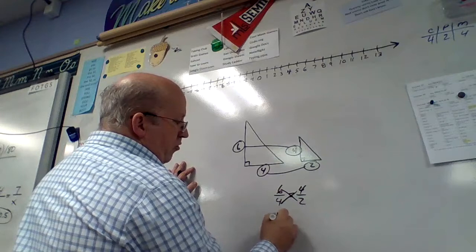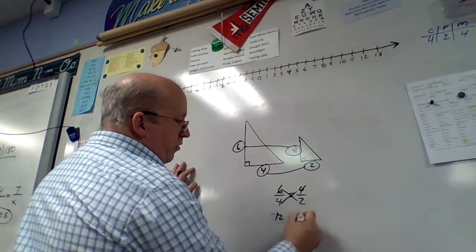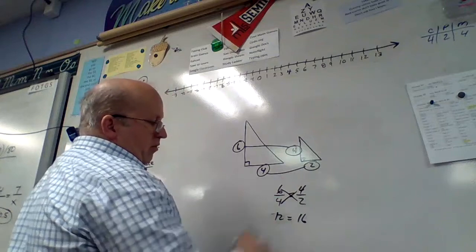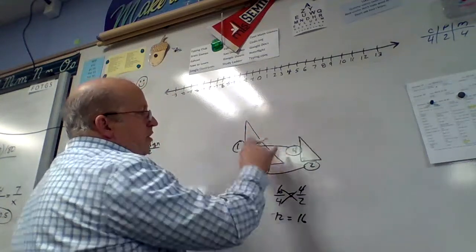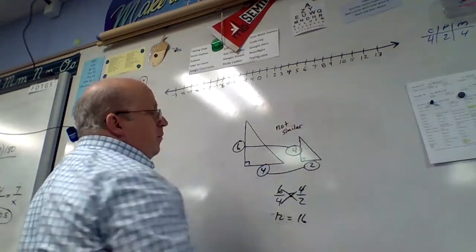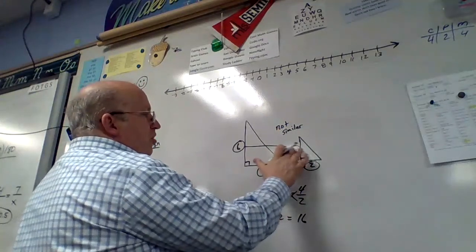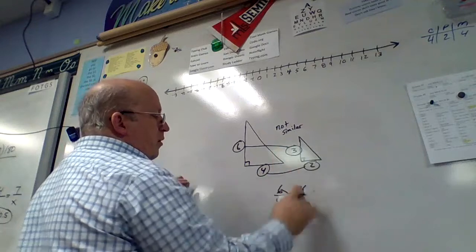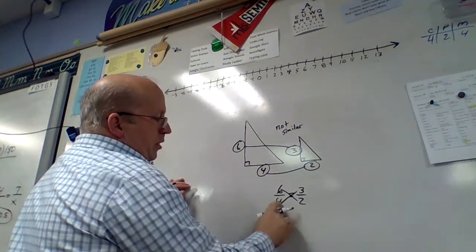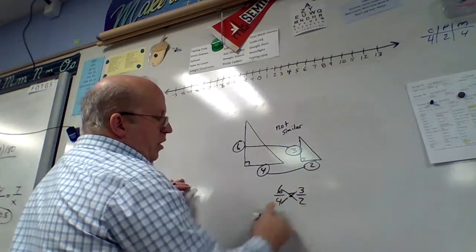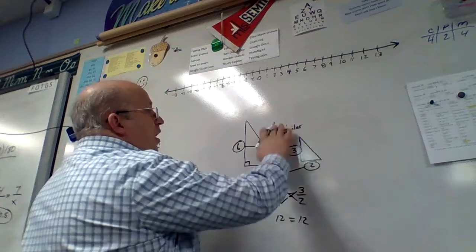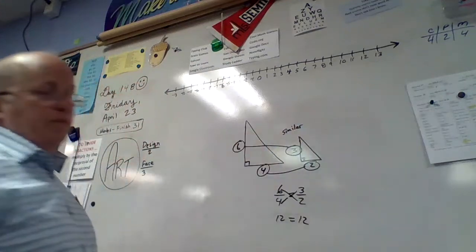6 times 2 is 12, and 4 times 4 is 16. I'm just taking and multiplying the cross products. These are not the same. Therefore, in this case, they are not similar. Right? Not similar. But what if I change this 4 to a 3? Would that affect everything? Well, now it'd be 12 and 12, wouldn't it? The cross products equal 12 and 12, so now we would call them similar.